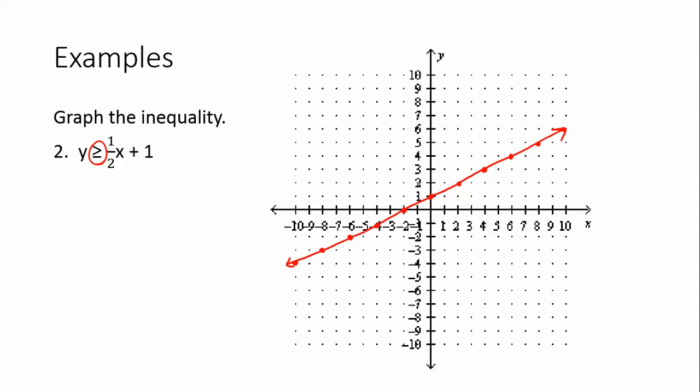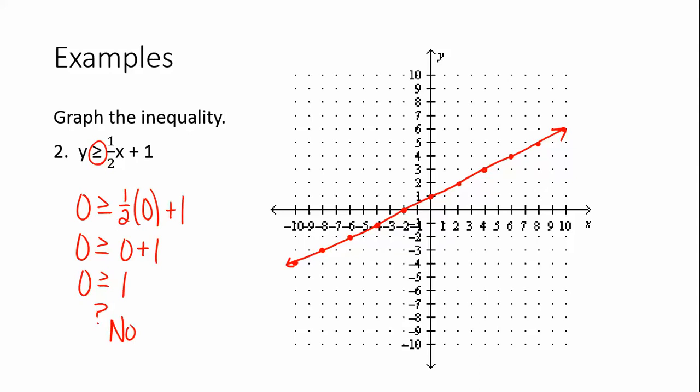But now we have to determine where the shading occurs. And again, I mentioned in the last slide, the easiest point to pick is 0, 0. So if we plug 0 in for y, and we plug 0 in for x, we get 0 is greater than or equal to 0 plus 1, or 0 is greater than or equal to 1. And the question is, is that true? Is 0 greater than or equal to 1? Well, no, it is not, which means we don't shade where 0, 0 is, we shade opposite or above that.